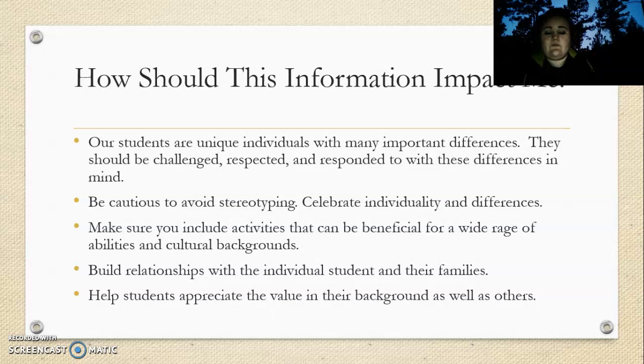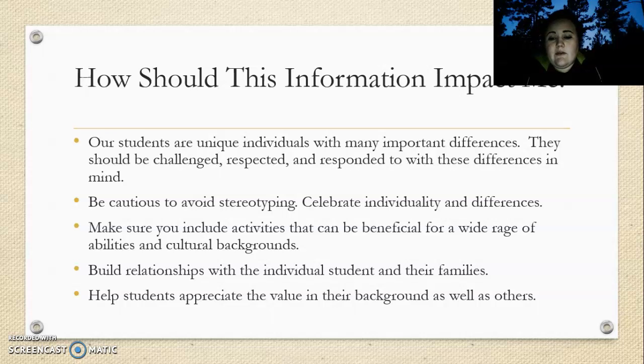One example was we may want to be cautious if we're using certain holidays in a lesson, because we know that not all students will celebrate the same holidays based on their cultural backgrounds. We also need to make sure that our activities are going to be helpful for those students that do have a high level of learning ability, but also can help those students that are struggling.